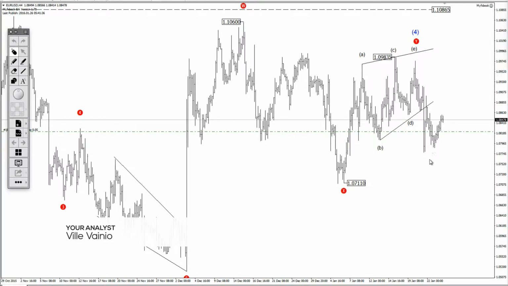So here is the EUR/USD 4-hour chart. And yesterday we had a trade in place. It didn't play out. We still have a sell stop order in place here, which is sell stop at 108.2, stop loss 108.57, take profit 106.65.